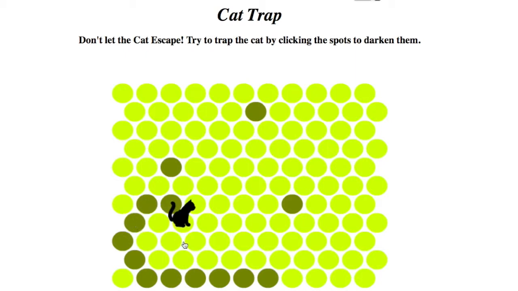Now you cannot go to this direction, and you can only move to north or east. Now you can only move to the east. So you see, we have successfully trapped the cat again.